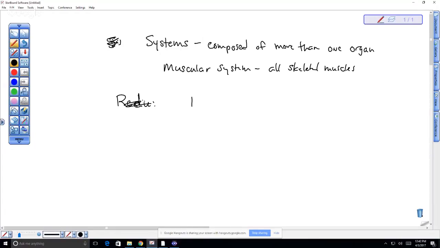Okay, so reductionism. Reductionism is where we break things down into components in order to study them. So we break things apart to study them.